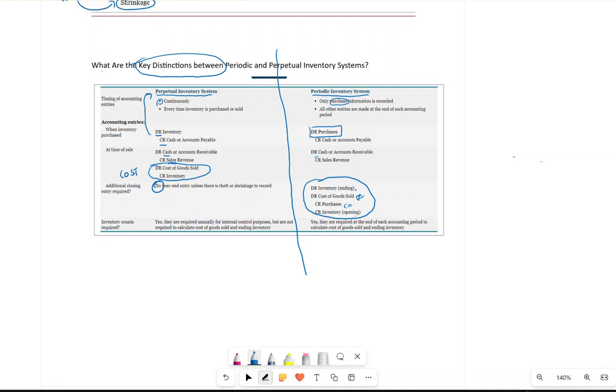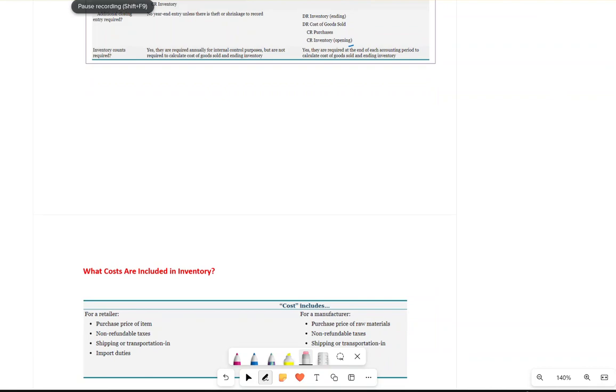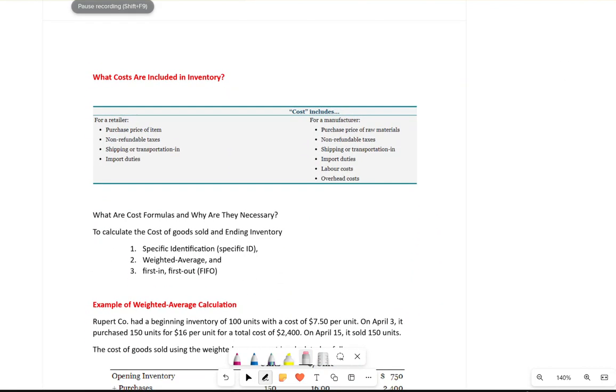So the inventory account is required. It doesn't matter if it's a perpetual inventory or a periodic inventory system. We still have to do a physical count at the end of the year to see what happens to our inventory. Do we have what we said we had in our inventory?